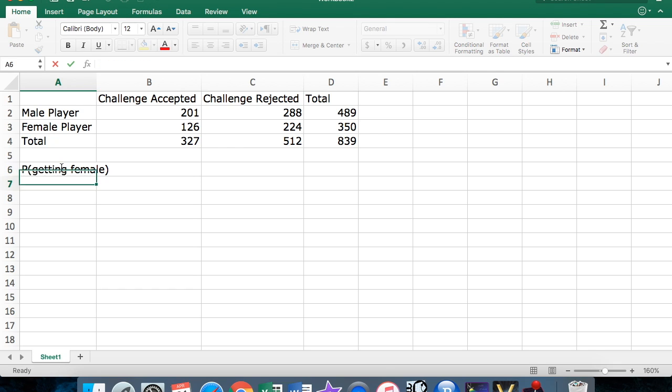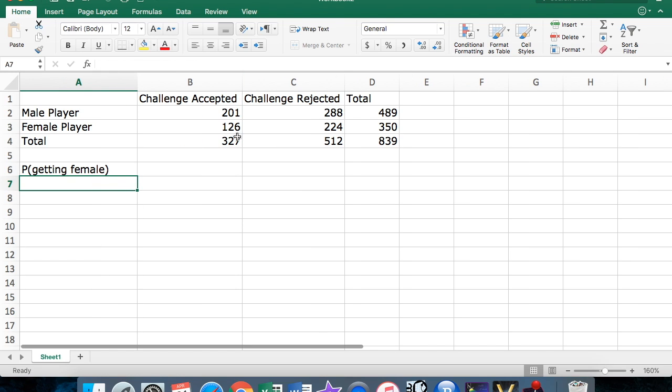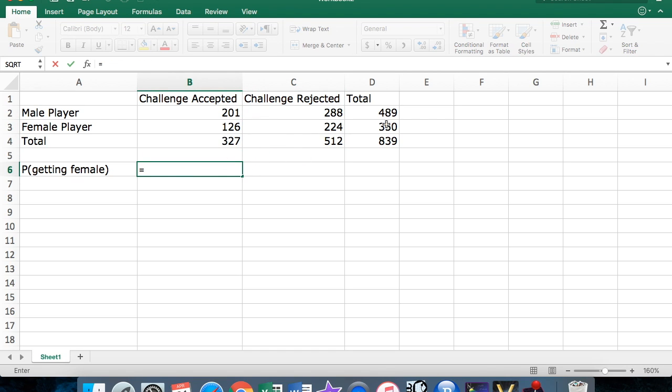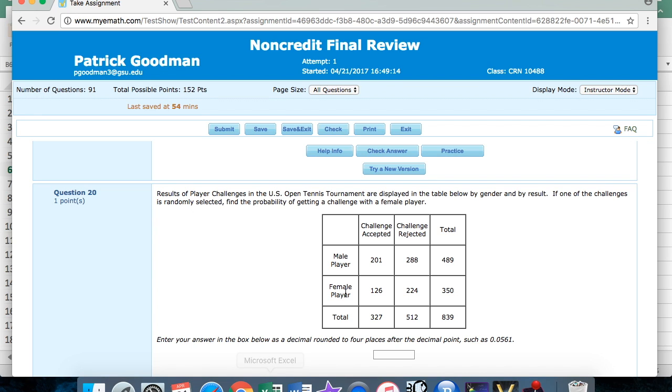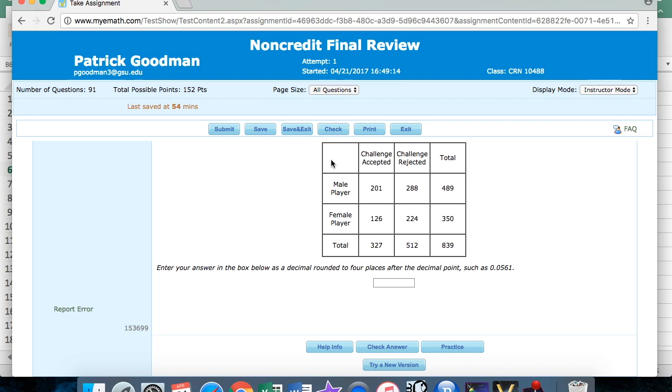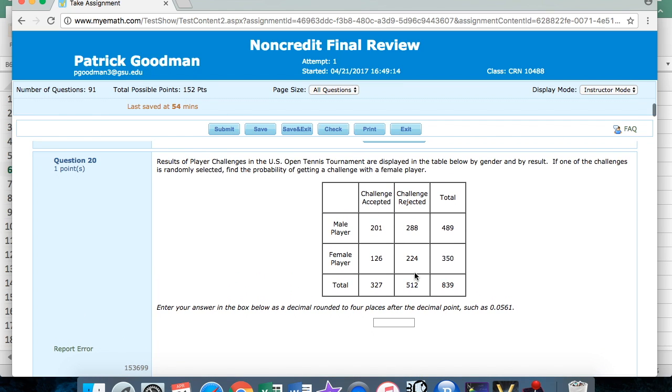So probability of getting female is pretty much all we have to do. There's no conditional probability in this one because it just says a challenge is selected. That means either the challenge was accepted or rejected, so it's kind of tricky. But here's a female player. We have 350 females, divided by the total. So about 42-ish%. So let's see how many decimals we need to do this to. It says that we want 4 places.